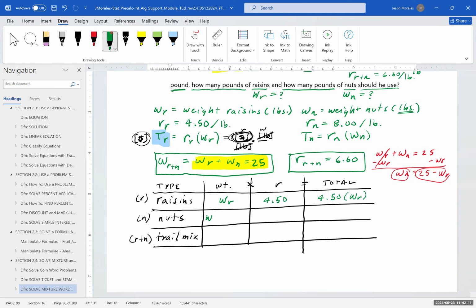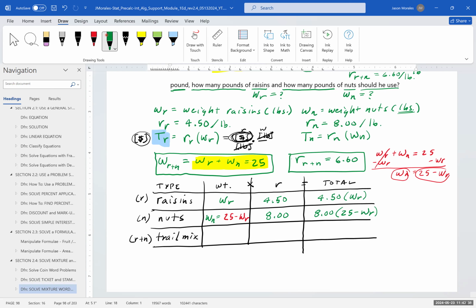So the weight of nuts is equal to 25 minus the weight of raisins. All right, now the rate for nuts was $8 a pound. And so the total cost for nuts is going to be $8 times 25 minus the weight of raisins.